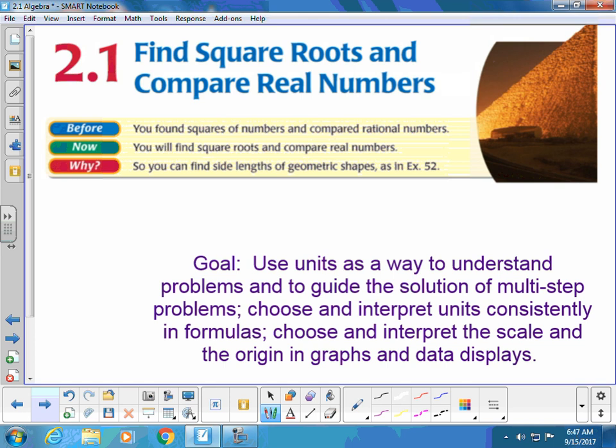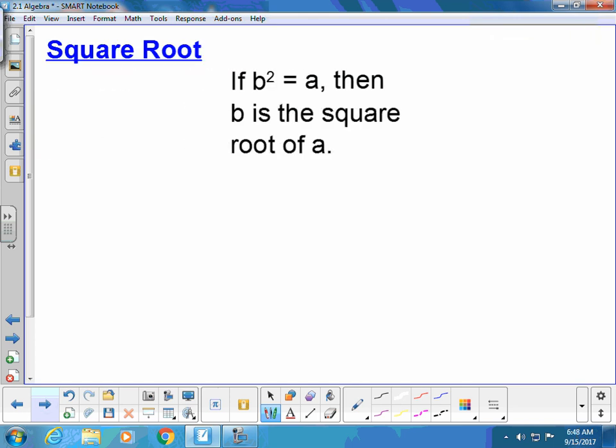All right, we are doing section 2.1, finding square roots and comparing real numbers. First off the bat, a square root is basically a number such that if b squared equals a, then b is a square root of a. You can go ahead and write that down. I think most of you have used square roots, but then we'll do a couple examples.